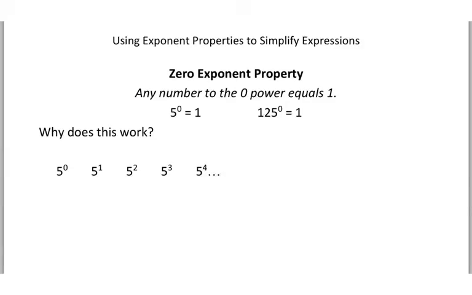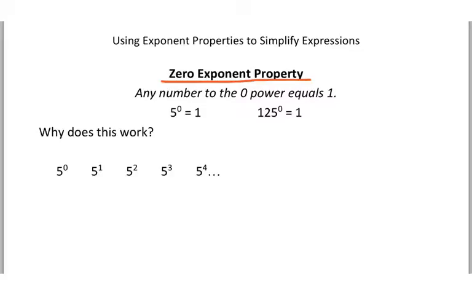All right, so what we're learning in this video and tomorrow's video is how to look at exponent properties and simplify expressions. So the first property I want you to write down, and I do want you to write this down, is the zero exponent property. And what it says is that any number to the power of 0 equals 1. So 5 to the power of 0 equals 1. 125 to the power of 0 equals 1.